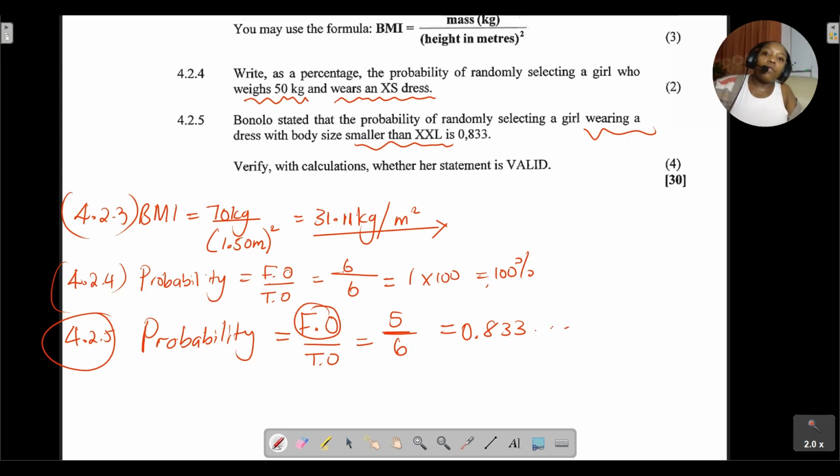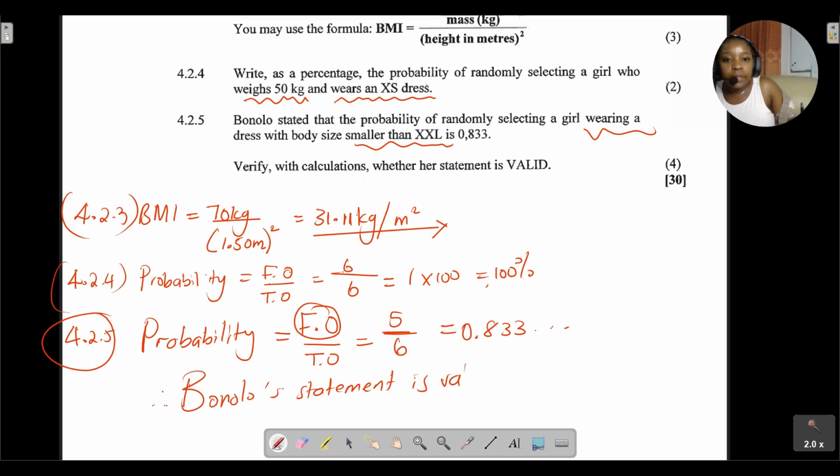Therefore, what can we confirm? We can confirm that the probability of randomly selecting a girl that wears a dress with body size smaller than XXL is true. Therefore, Bonolo's statement is valid. Okay, is correct. All right.